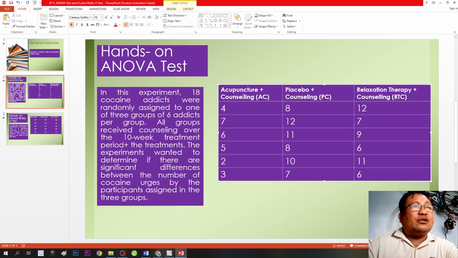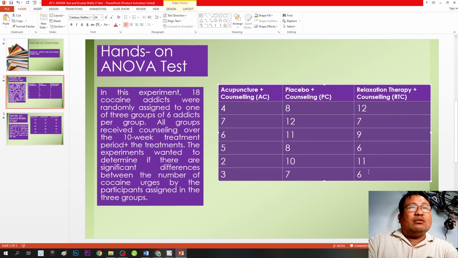1, acupuncture plus counseling. We name it as AC. Then placebo plus counseling, PC. And relaxation therapy plus counseling, RTC. So the data is here.